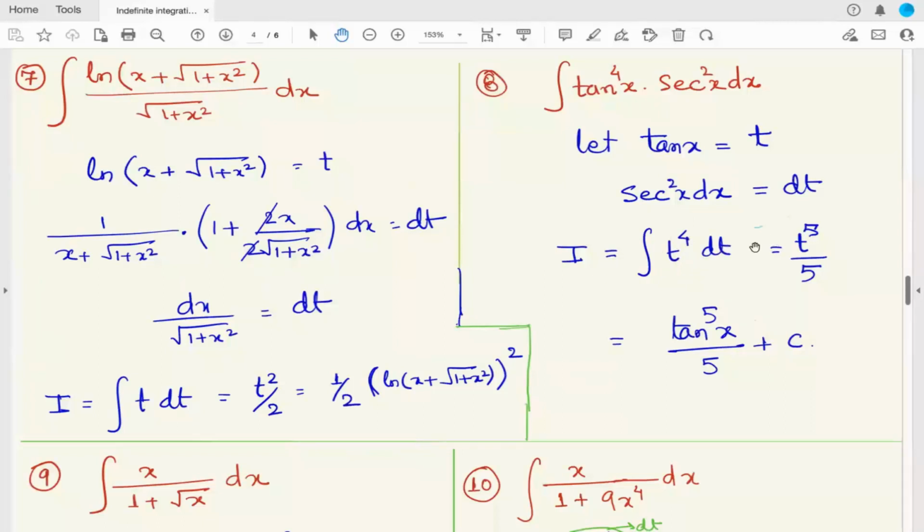So what is its integration? Raise 1 power and whatever we got, divided by d. So we get t to the power 5 by 5. And again substitute the value. So 10 to the power 5x by 5 plus some constant. Now move on to the next problem.